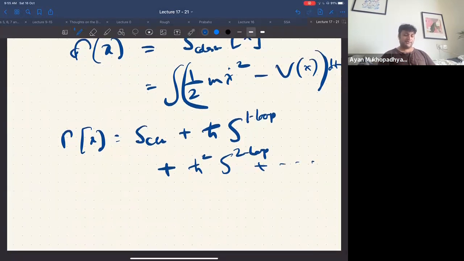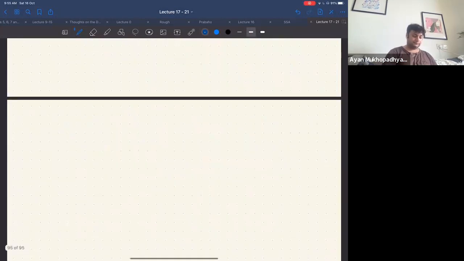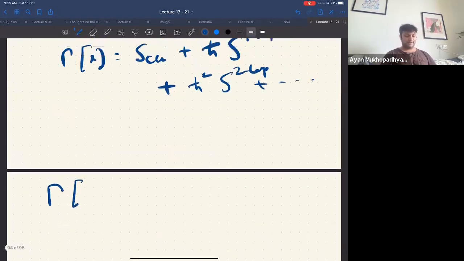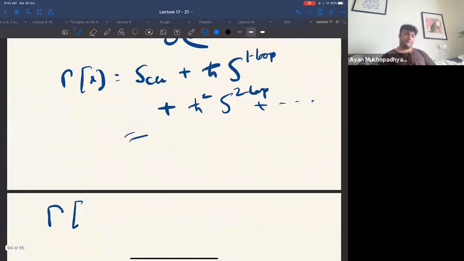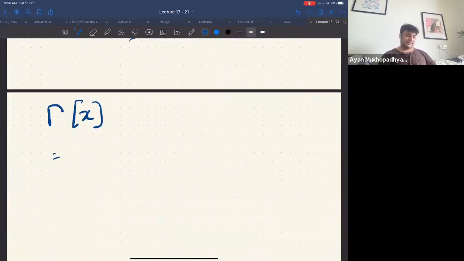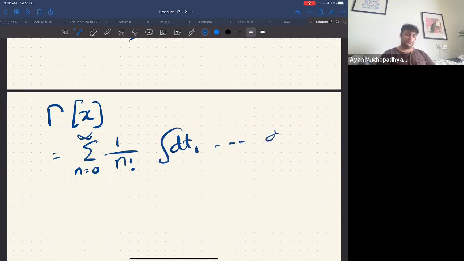But there is another way to also see it structurally, which is more interesting, and we will use both kinds of expansions. The other thing is that gamma of x would have a natural expansion of this form. Let me do it properly. Gamma of x I would write down as the sum from n equals 0 to infinity of 1 over n factorial, then the integrals dt1 to dtn, gamma n.